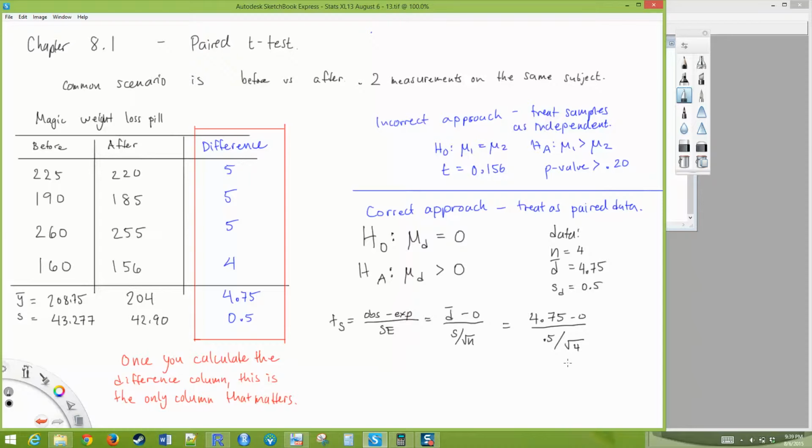And so in this case our test statistic ends up being a very large 19 standard errors away from the mean. So we will get our p-value, seeing that it is one-sided, will definitely be less than 0.0005. How do you calculate the degrees of freedom? Degrees of freedom is n minus 1. We have one sample, so it's just n minus 1 degrees of freedom.